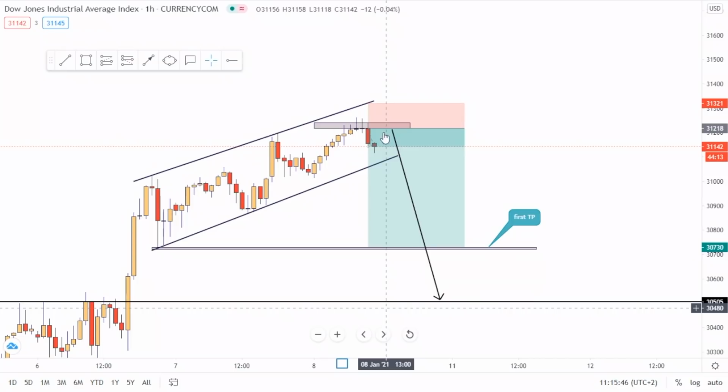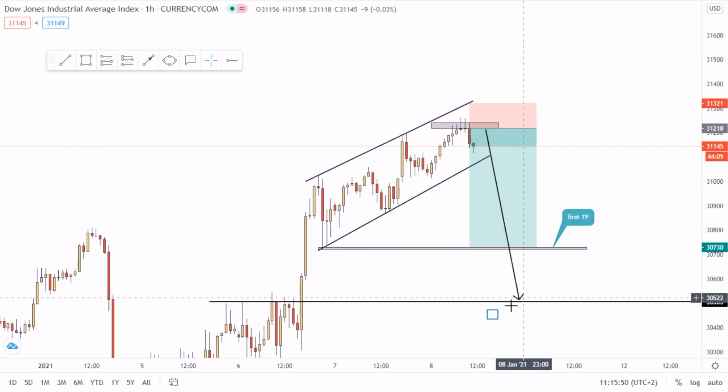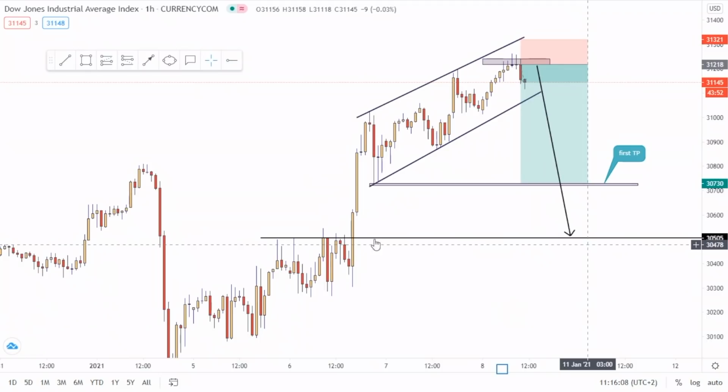That's when I saw this opportunity that we can take a trade here and take our first take profit here, and then the second take profit should be here. The reason for the second take profit being here is that previously the market couldn't break this resistance, but it finally broke this resistance and shot straight up. So the market might come to this support and retest.